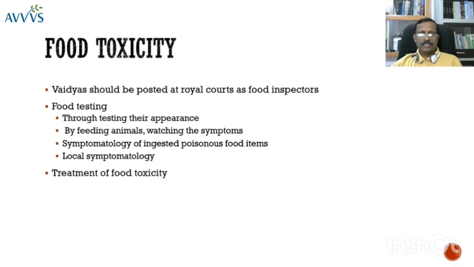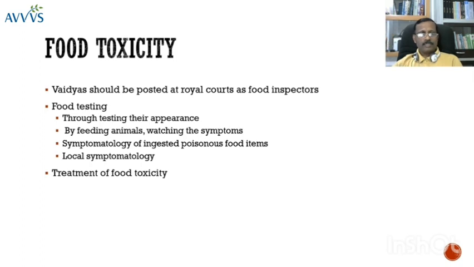And the symptomatology of ingested poisonous food items is explained, starting from if the food is poisonous, some symptoms will be present in your hands, in your arms or fingers while taking the food. In the mouth there will be some symptoms. Afterwards, if you swallow it, some symptoms will be there in the stomach. And even during the intensive stage of digestion, there will be some other symptoms. So there are many types of symptoms through which you can identify that the food was toxic or impure.